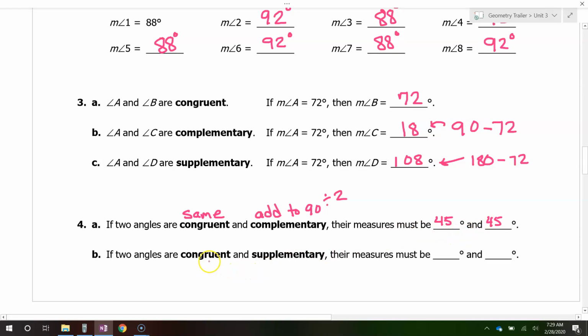What about congruent and supplementary? So that means they have to be the same and they have to add up to 180. Again, the only way that's going to happen is if you split them exactly in half. 180 divided by 2 is 90. So if they were both 90, then they're congruent, but they still add up to 180. So they are still supplementary.